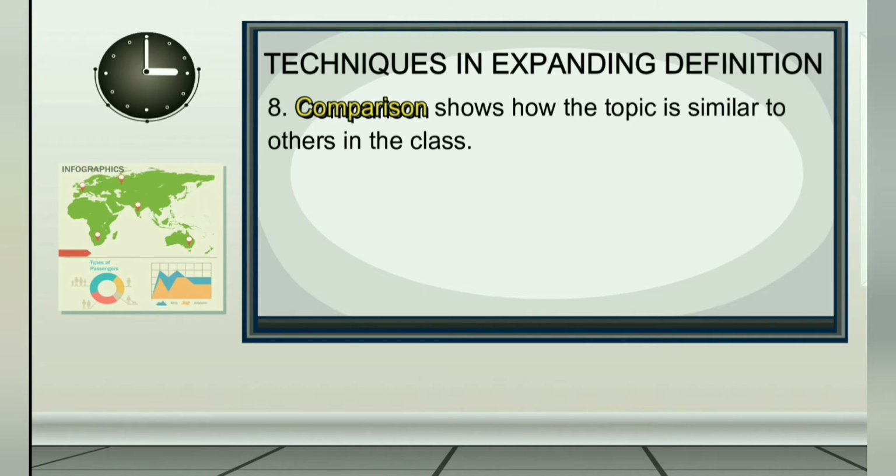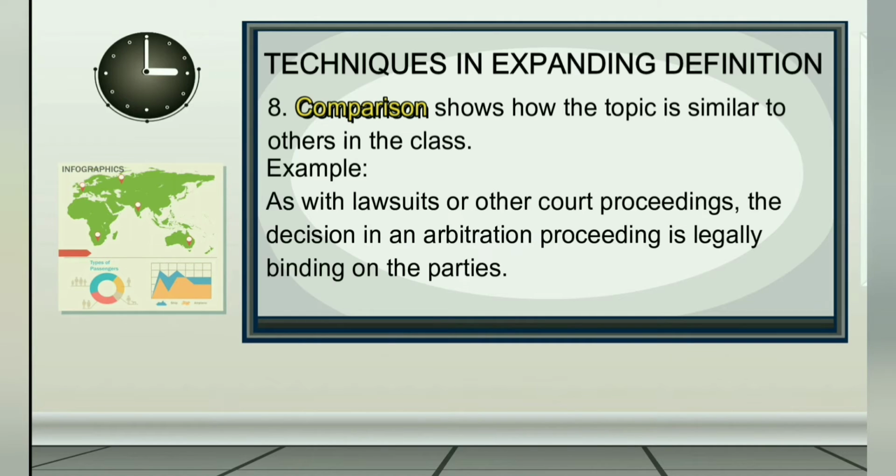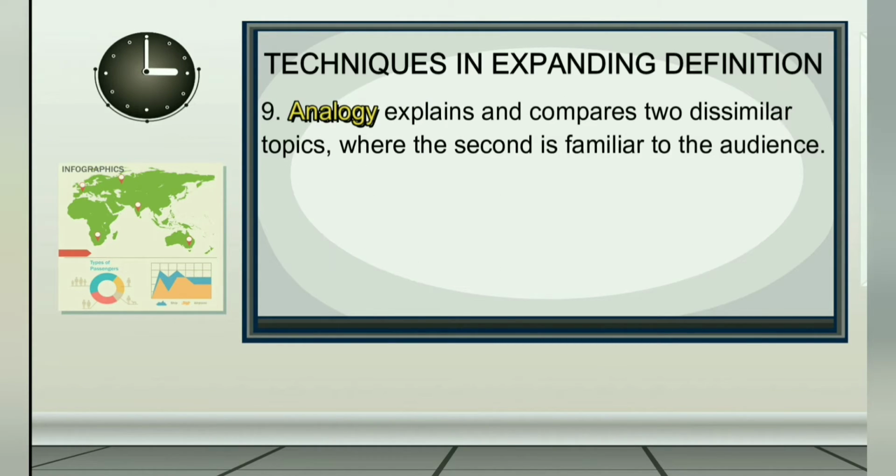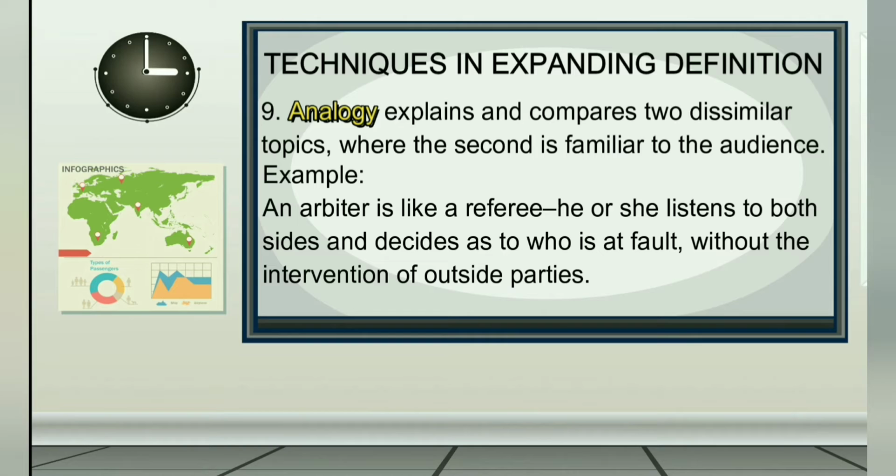8. Comparison shows how the topic is similar to others in the class. For example, as with lawsuits or other court proceedings, the decision in an arbitration proceeding is legally binding on the parties. 9. Analogy explains and compares two dissimilar topics where the second is familiar to the audience. For example, an arbiter is like a referee. He or she listens to both sides and decides who is at fault without intervention of outside parties.